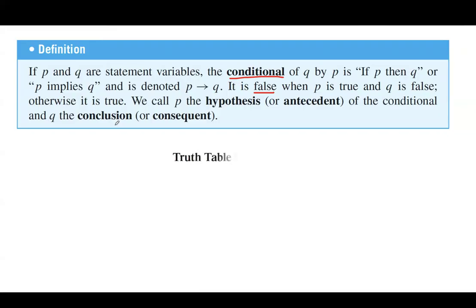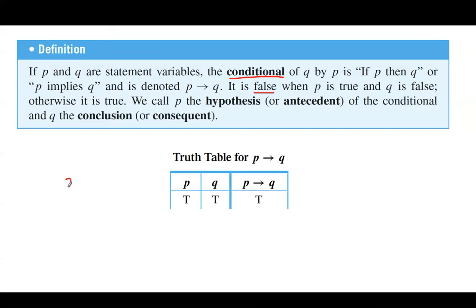Let's take a look at the truth table here. The truth table for P then Q is written this way. First of all, you have P, you have Q, you have P then Q. Since you have two statements, we expect to have four combinations. 2 to the power 2 gives you 4 combinations.